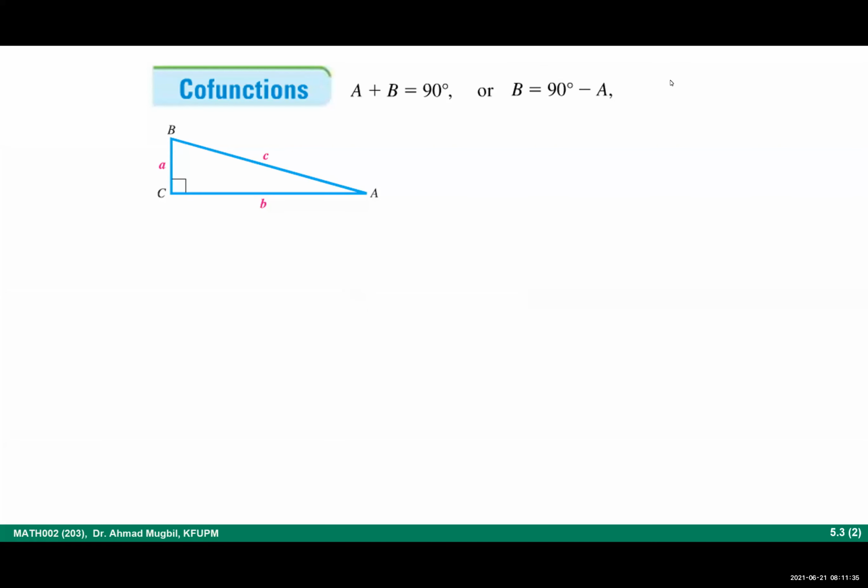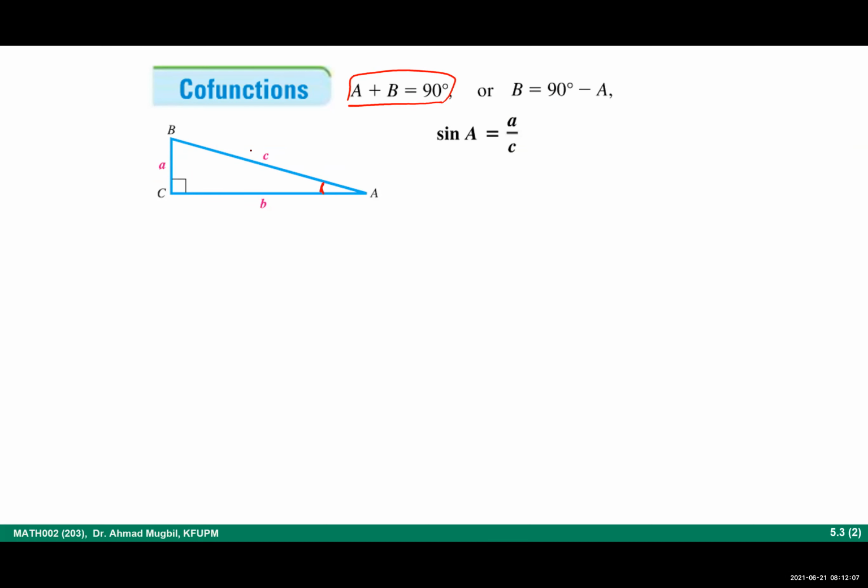You know, Shabab, when we have a right triangle, these two angles, A and B, their sum is 90, because 90 plus 90 will be 180. So we can say that B is 90 minus A, or A is 90 minus B, because their sum is 90.